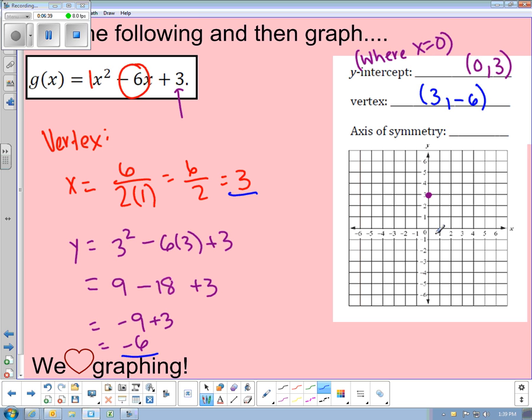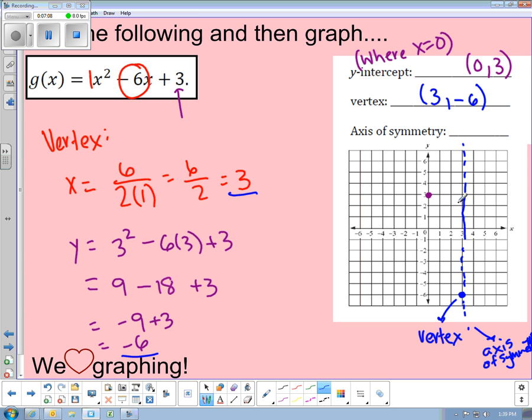That is the more telling point. That's a really good point for us to know, (3, -6). And it's helpful to even note on the graph that that's your vertex. Okay. What that also means is that the vertical line that goes through that point is the axis of symmetry. That's where the graph is the same on either side.